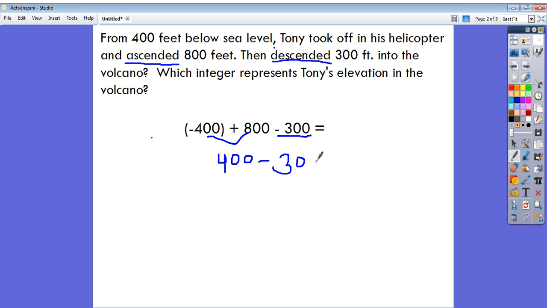And now, welcome to third grade. I just have a super easy subtraction problem. 400 minus 300 equals 100. So his final elevation would be represented by a positive 100, or 100 feet below sea level.